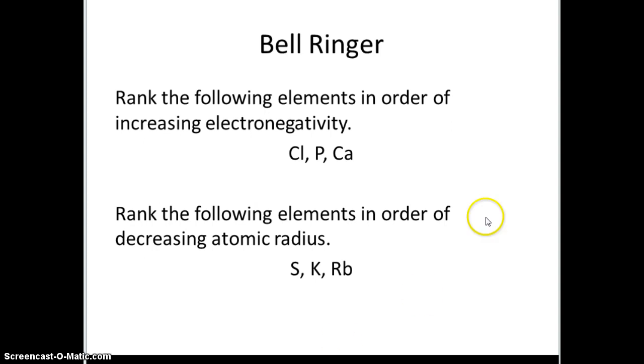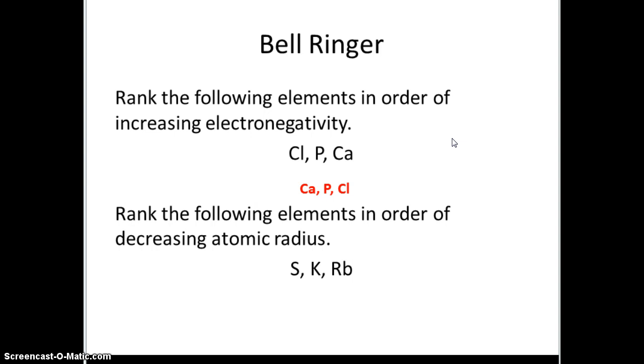So again, electronegativity. The trend for electronegativity is the reverse snowman. So as you move down a group, it gets smaller, and as you move across the table, it gets larger. So when you look at these three elements, it should be in this order. Calcium because it's to the left of the table, phosphorus because it's further left than chlorine, and then finally chlorine is the most electronegative because it's closest to fluorine.